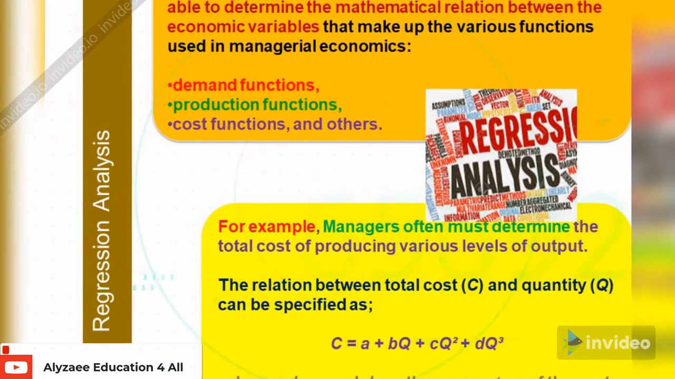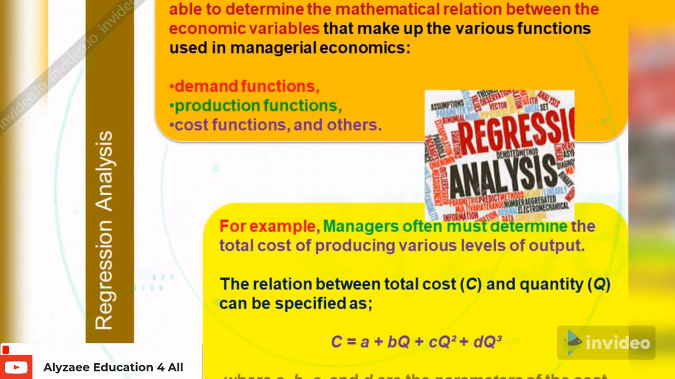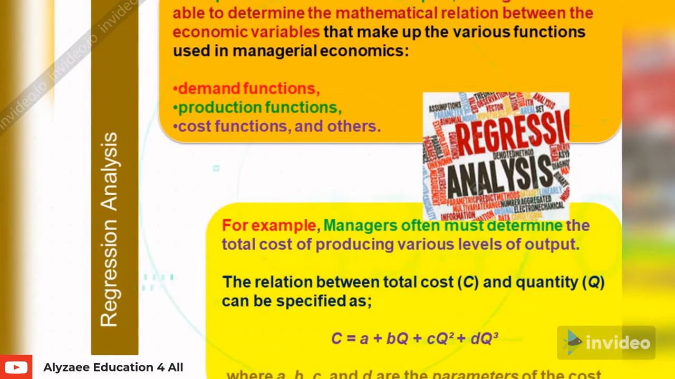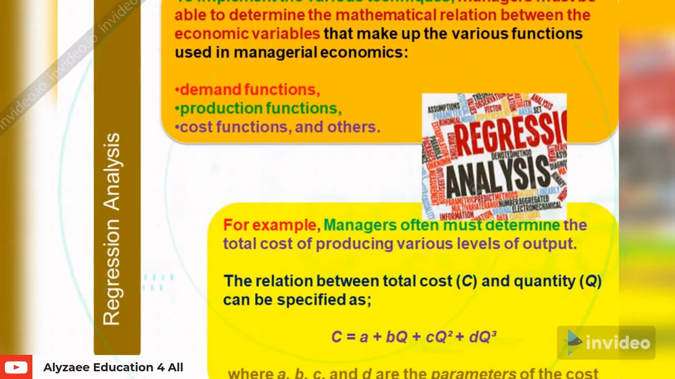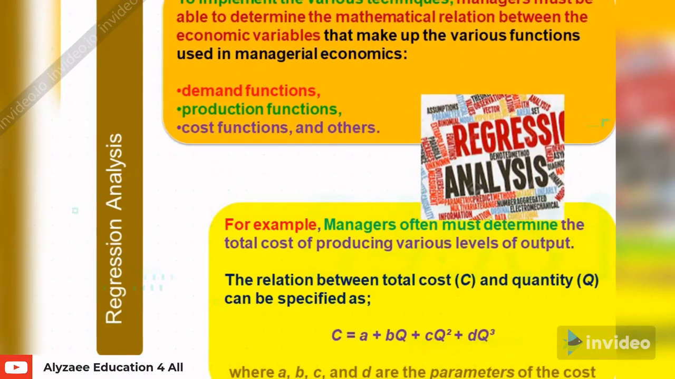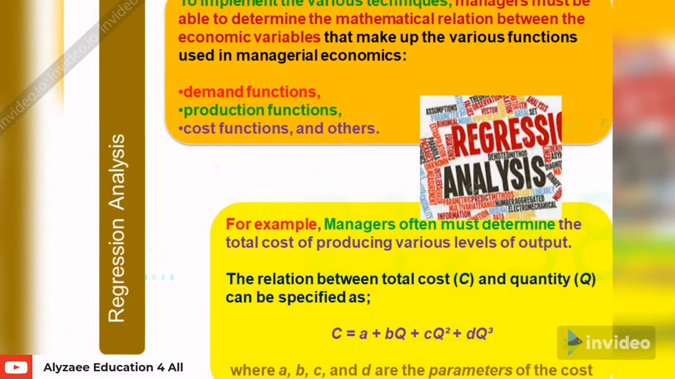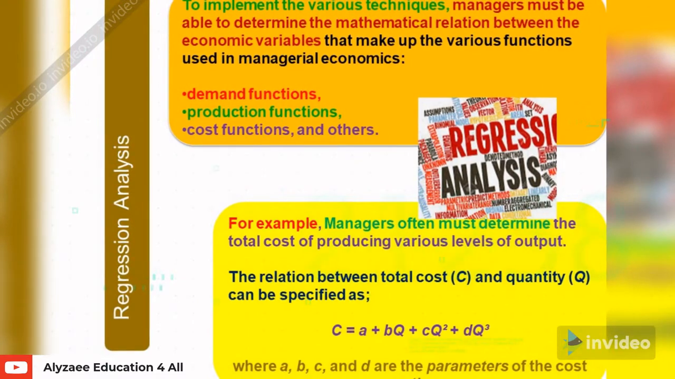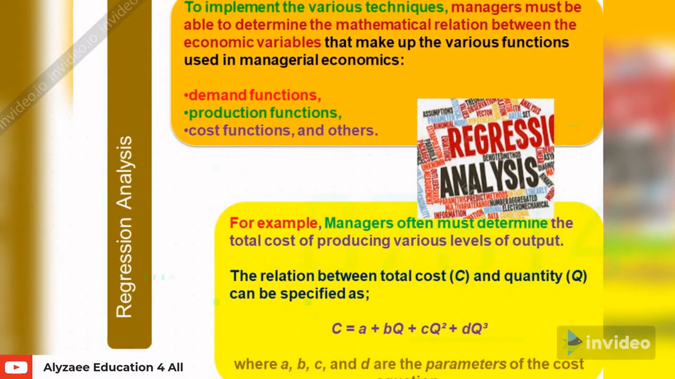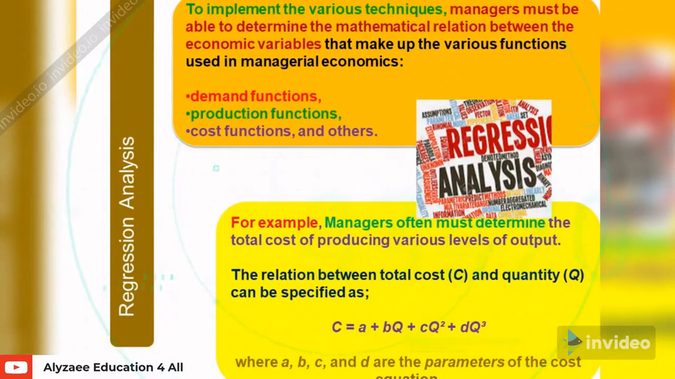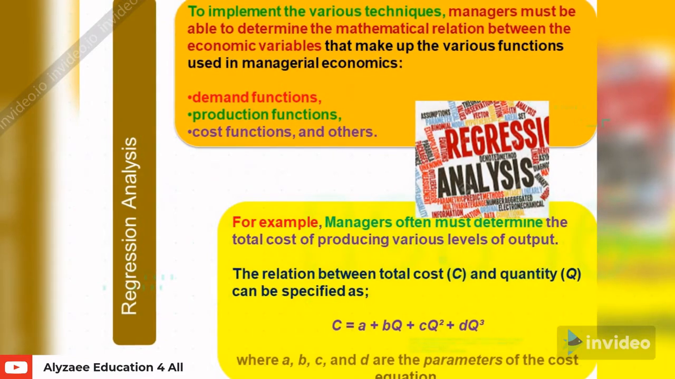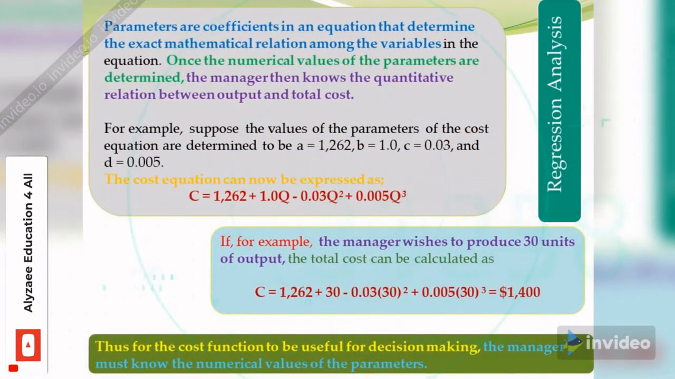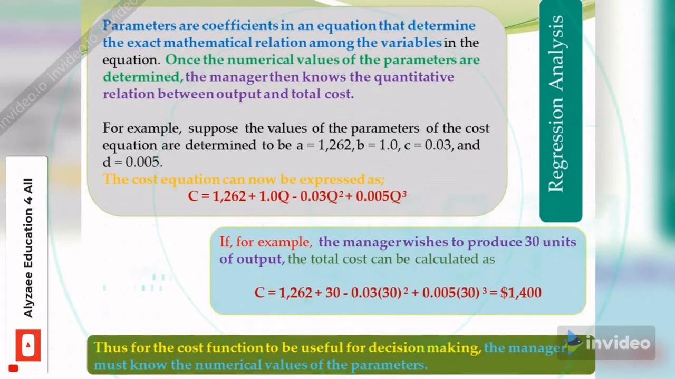Managers must be able to determine the mathematical relation between the economic variables that make up the various functions used in managerial economics. Which functions? Demand function, production function, cost function, or other related functions. For example, managers often must determine the total cost of producing various levels of output. The relation between the cost function, total cost, and the quantity can be specified with the following formula: C equals A plus BQ plus CQ squared plus DQ cubed, where A, B, C, and D are the parameters of the cost equation. Parameters are coefficients in an equation that determine the exact mathematical relationship among the variables.